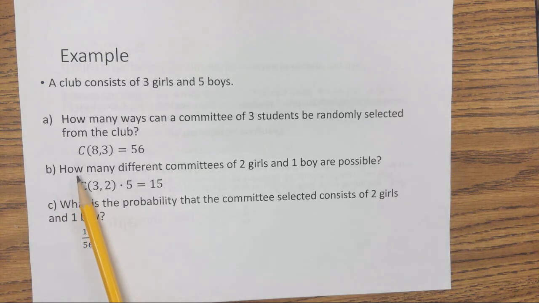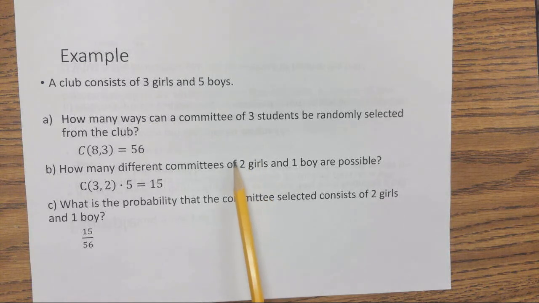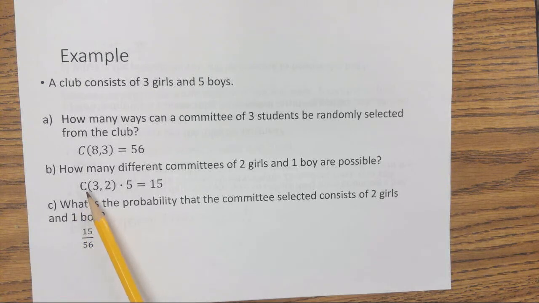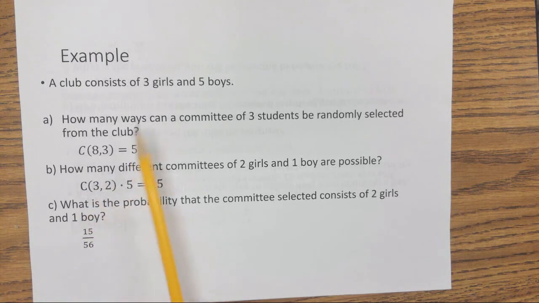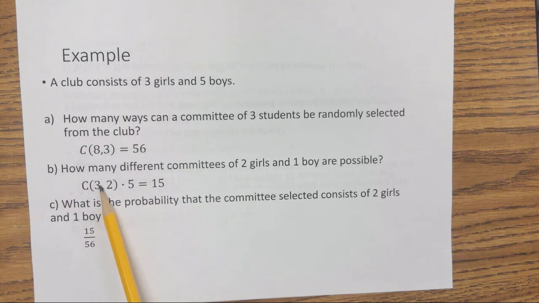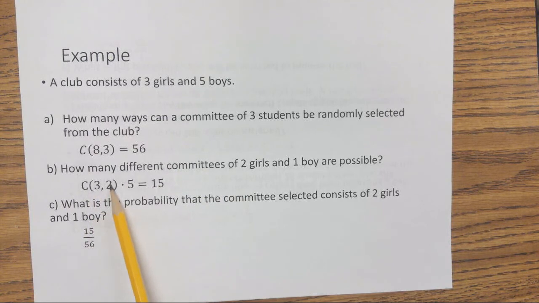Alright. This says how many different committees of 2 girls and 1 boy are possible. For this one in particular, we have to think about the number of girls. We have to think about the number of boys. So I'm picking from the girls first. I don't care which girls are picked, so it's a combination. There's 3 girls, and I need to pick 2 of them. So the combination is a combination of 3 and then 2.